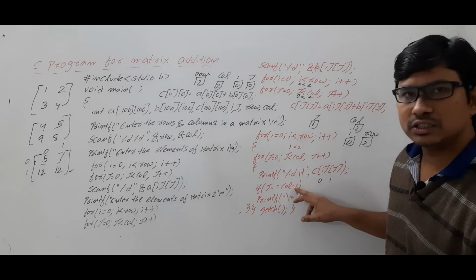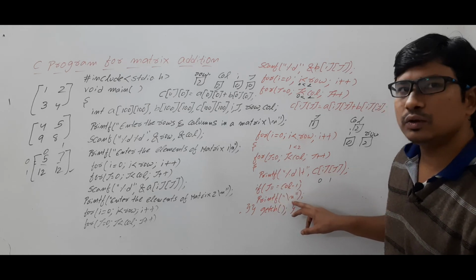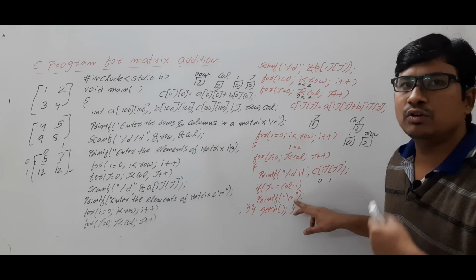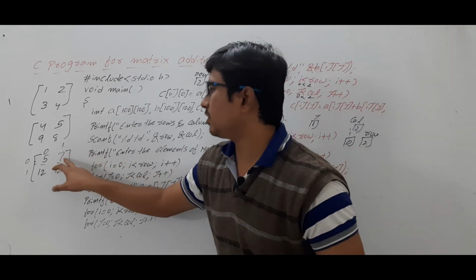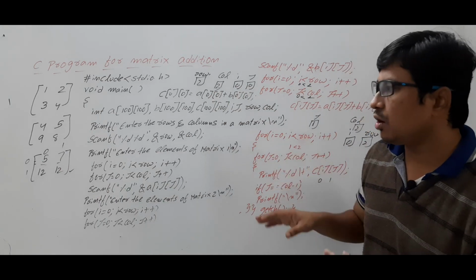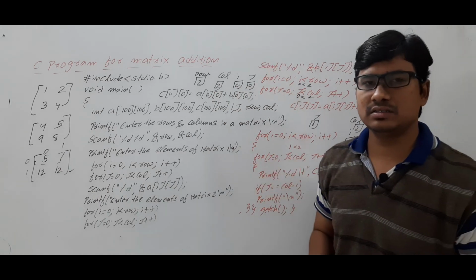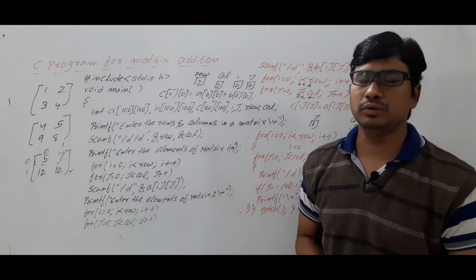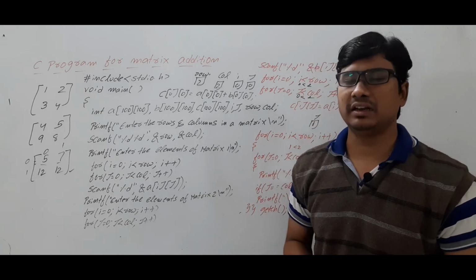So what will happen here? If this condition is true, it will go to the new line. Backslash n is an escape character. It will go to the new line. So after printing this one, it will go to the new line, so that you will get the output in the form of a matrix. So this program is useful for you to understand how to perform matrix addition.